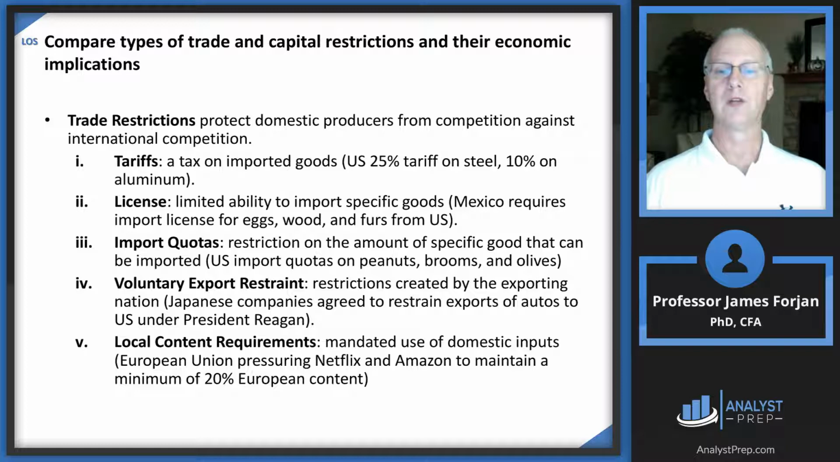And then local content requirements. This is a little bit more subtle: mandated use of domestic inputs. Currently, the European Union is pressuring Netflix and Amazon to maintain a minimum of 20% European content. That would encourage them to buy movies and TV shows that were made and produced in Europe.